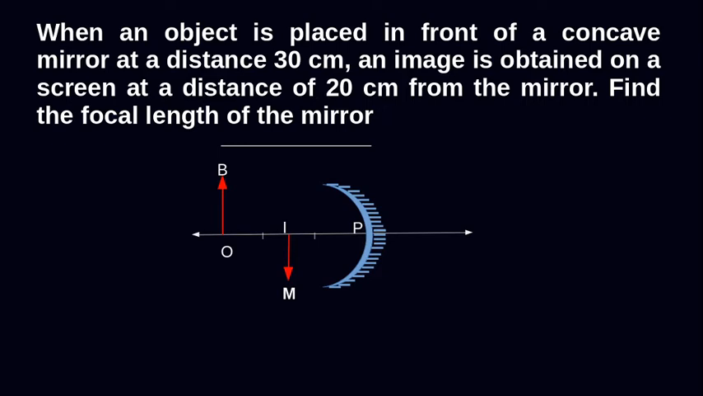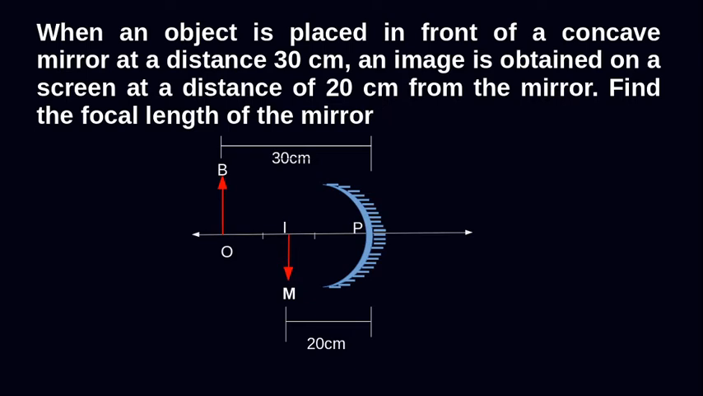When an object is placed in front of a concave mirror at a distance 30 cm, an image is obtained on a screen at a distance of 20 cm from the mirror. Find the focal length of the mirror. First, what you have to find? The focal length. And what are the quantities given? Yes, the object distance, that is u, 30 cm, and v, that is image distance, 20 centimeter.